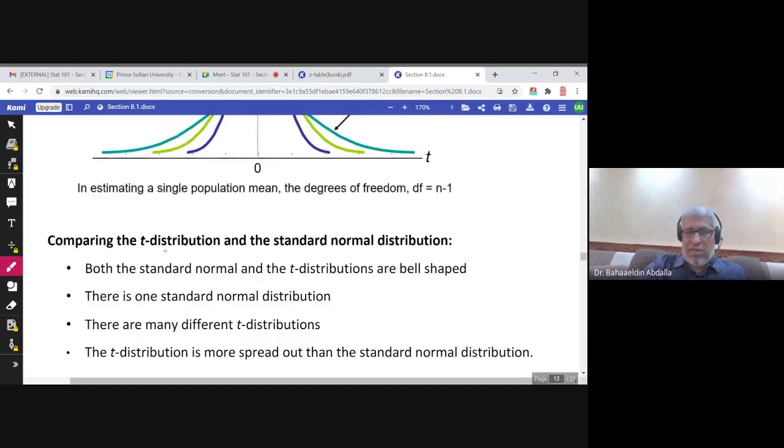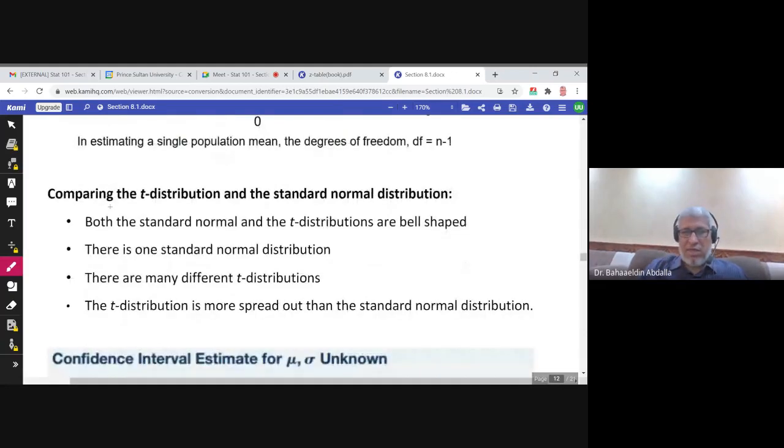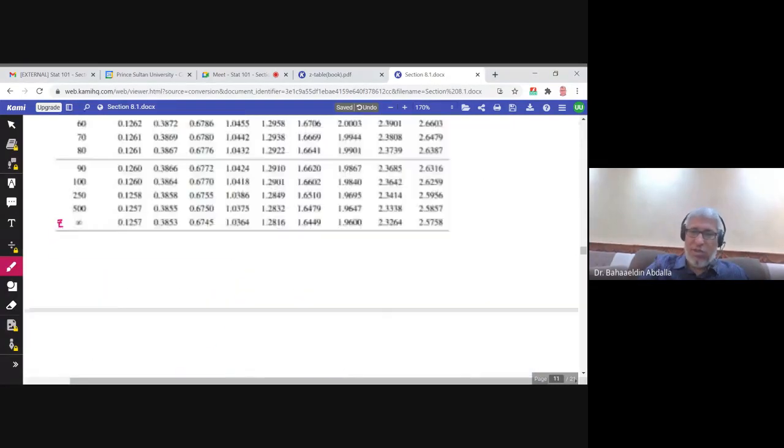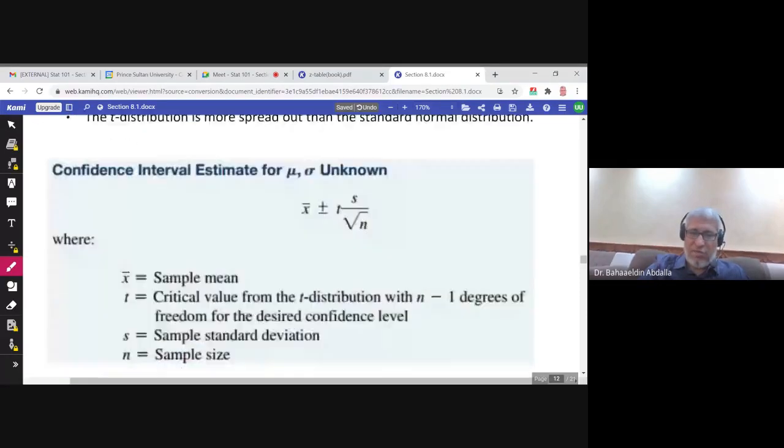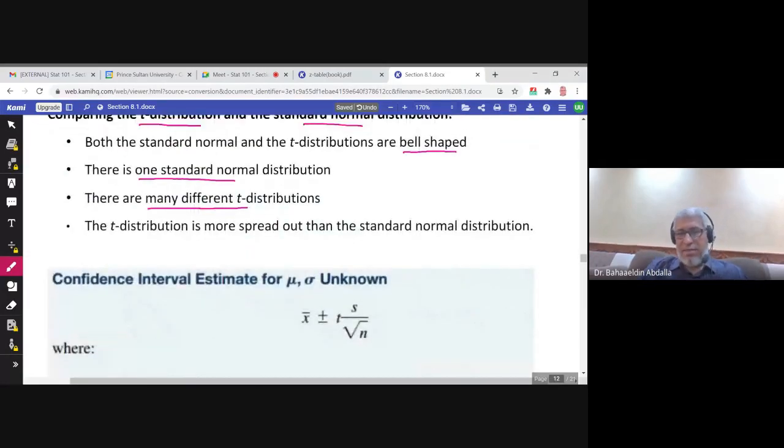This is a comparison between the T distribution and the standard normal distribution. Both are bell-shaped. There is only one standard normal, but we have different T distributions. For each degree of freedom, this is a T distribution different than this. So we have many T distributions, and the T distribution is more spread. So sigma is not 1 in the T distribution.